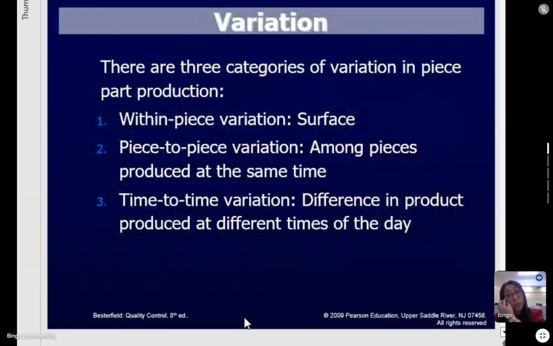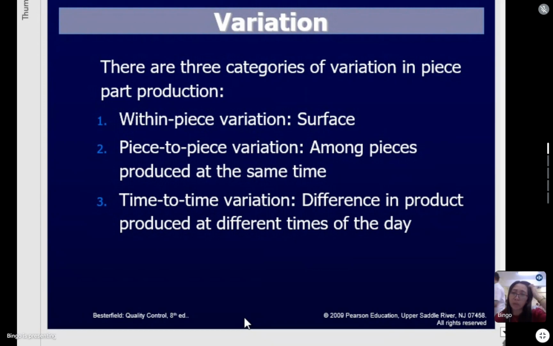So there are three categories of variation in piece part production. So you have here within piece variation, say for example, surface. Okay? So pwedeng meron tayong makita na smooth, merong rough, or kaya naman ay hindi siya all throughout uniform. So ibig sabihin, pwedeng, kunyari sa tiles, di ba? Kung mapapansin natin, yung kanyang design is parang may slight or yung color niya is may slight na change din.